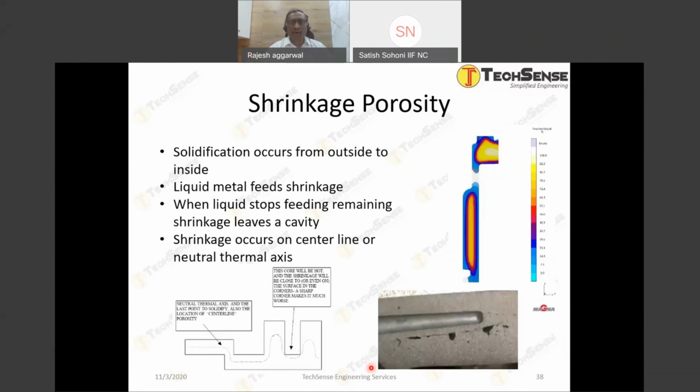Normally the solidification occurs from outside to inside. The liquid metal feeds the shrinkage, and when liquid metal stops feeding, the remaining shrinkage leaves a cavity. The shrinkage normally occurs on the center line or the neutral thermal axis. This neutral thermal axis is a full theory in itself. For example, in this casting, the neutral thermal axis is coming over here. This is the casting thickness from the core pin to this side, but the neutral thermal axis is coming closer to the core pin because the core pin temperature will be much higher, right? So the neutral thermal axis shifted towards the core pin.